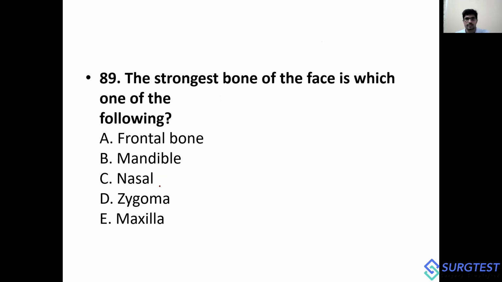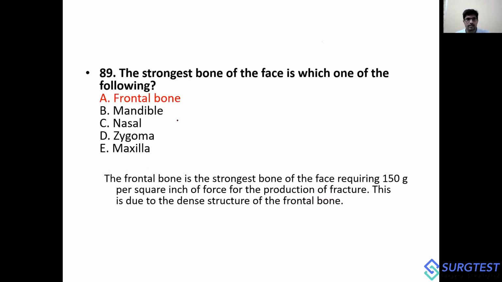The strongest bone of the face is which one of the following? The options given are frontal bone, mandible, nasal bone, zygoma, and maxilla. So with the minimum idea, we can rule out nasal bone, zygoma, and maxilla. These are all porous bones, unlikely to be strong. So among frontal bone and the mandible, we are likely to go around with mandible. So without knowing the facts, it's very difficult to guess.